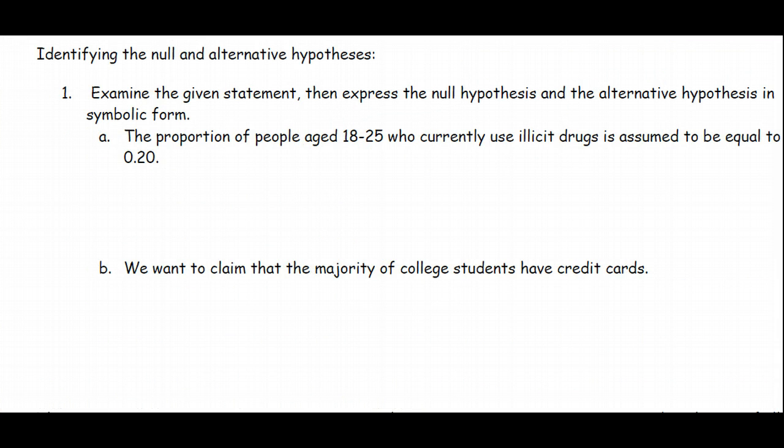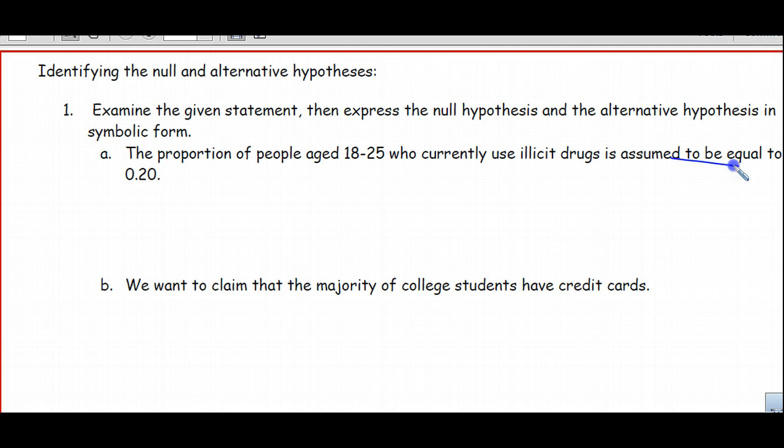Let's identify the null and alternative hypotheses given some statements. Number 1, examine the given statement, then express the null hypothesis and the alternative hypothesis in symbolic form. Part A, the proportion of people aged 18 to 25 who currently use illicit drugs is assumed to be equal to 0.2. So since it says is equal to, that's got to be in our null. So here's my null and my alternative.